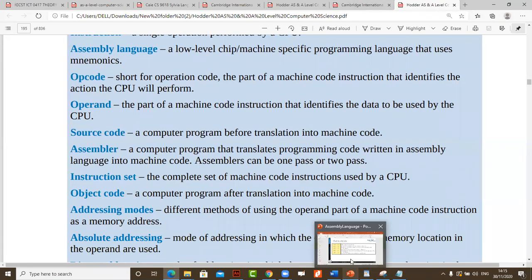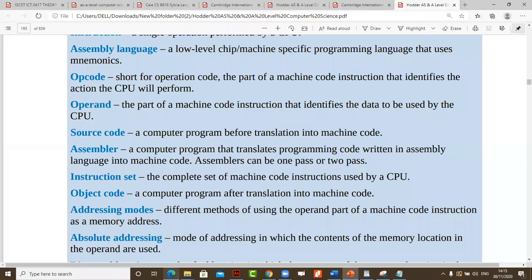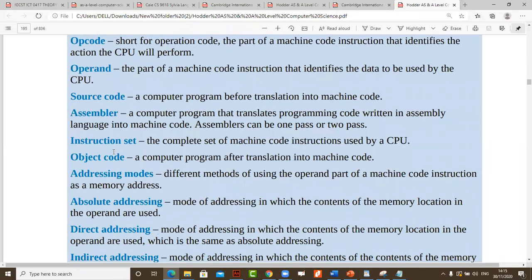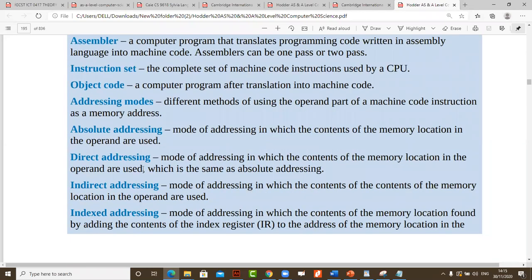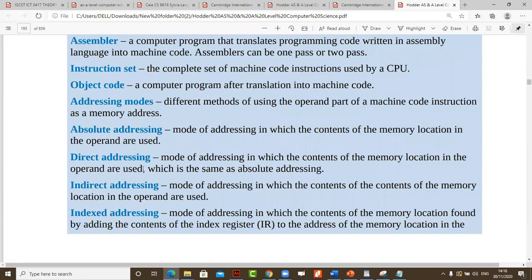Yes or no? I was just showing you this. Okay, source code. So that's what I was referring to, the source code. Assembler, a computer program that translates programming code written in assembly language into machine code. Instruction set is a complete set of machine code instructions used by CPU. Object code, computer program after translation into machine code. So anyway, this will become too boring, but you will get used to all this, and you should know all these.